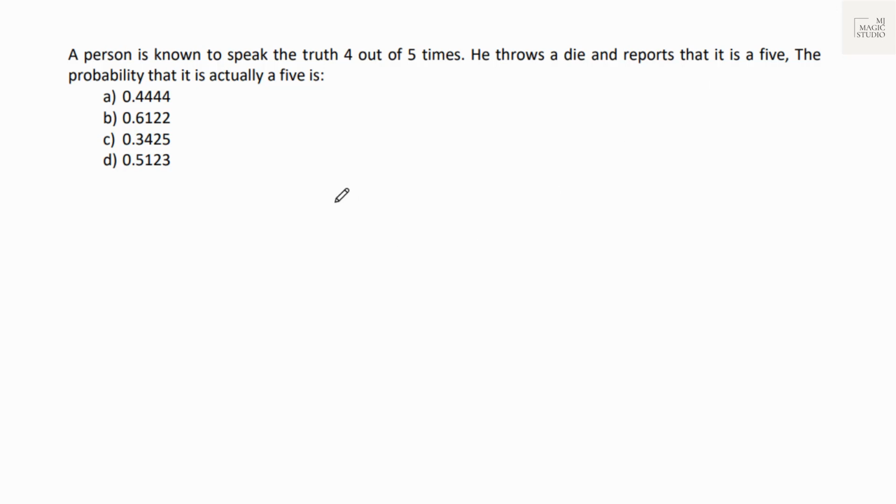Let's see the classical. A person is known to speak the truth 4 out of 5 times. The probability that the person speaks the truth is 4 by 5, and the probability that the person does not speak the truth is 1 minus 4 by 5, that is 1 by 5. He throws a die and reports that it is a 5. What is the probability that it is actually a 5?